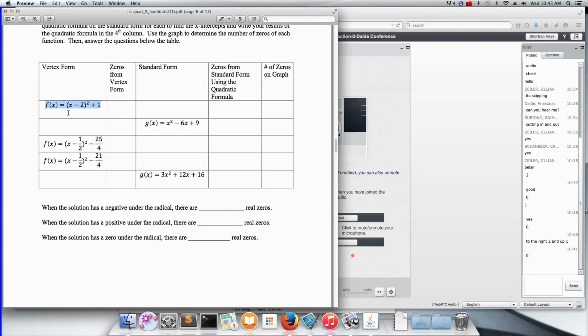None. Very good. Awesome. You can think of these things in your head. So this one, we can look at this vertex form and say, oh, this thing is not going to cross at all.